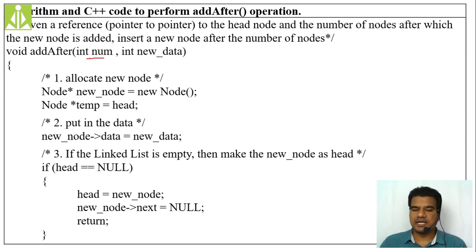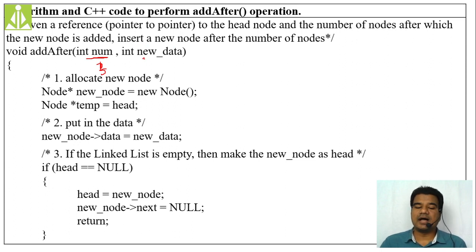The first is the number of nodes after which you want this newly created node to be inserted. Let us say if I put the number of nodes as 1, then my newly created node will be inserted after the first node. We are saying add after, so if you pass 1, the newly created node will be added after the first node. If you put 2, then after the second node, 3 after the third node, likewise. You remember this one. Here we are passing the count of the number of nodes after which you want this newly created node to be inserted.